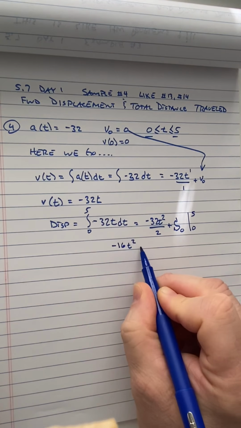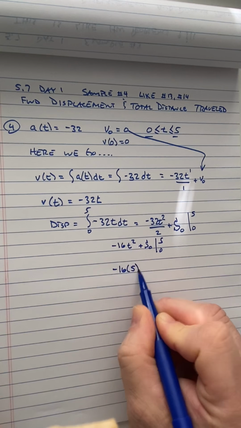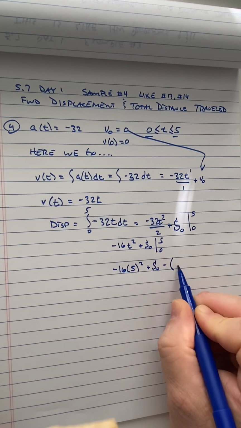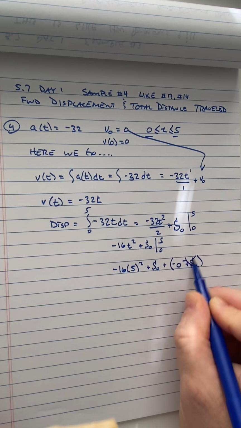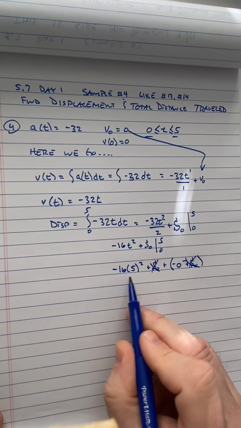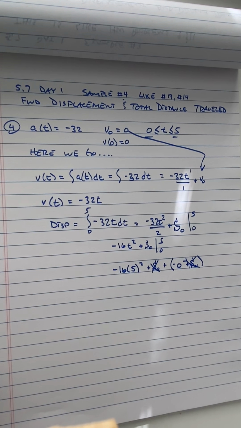Clean it up a bit. Plug in your 5. There's the initial position, minus what you get when you plug in your 0. There's that initial position again, distribute your negative sign. So it really doesn't matter where this starts. So the displacement is whatever negative 16 times 5 is. So it's left of the original starting point. But when we're talking about gravity, it's lower than its original starting point.